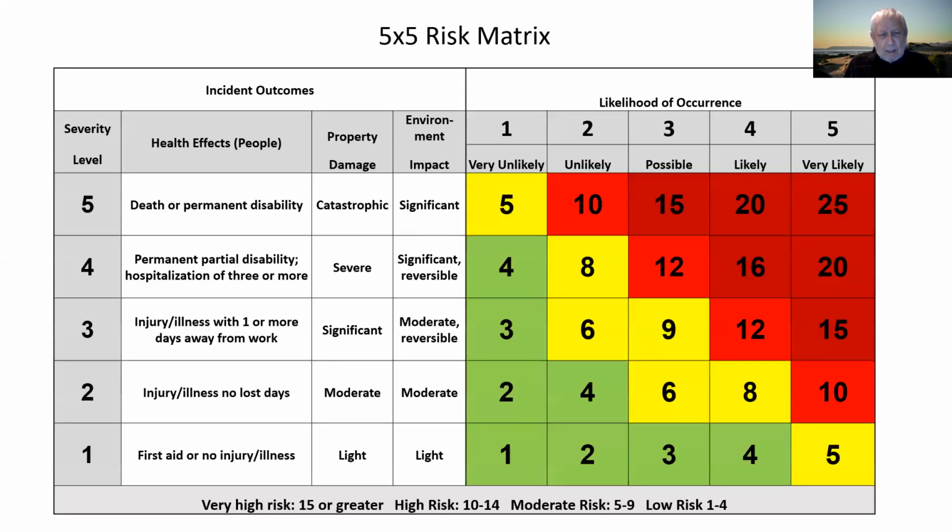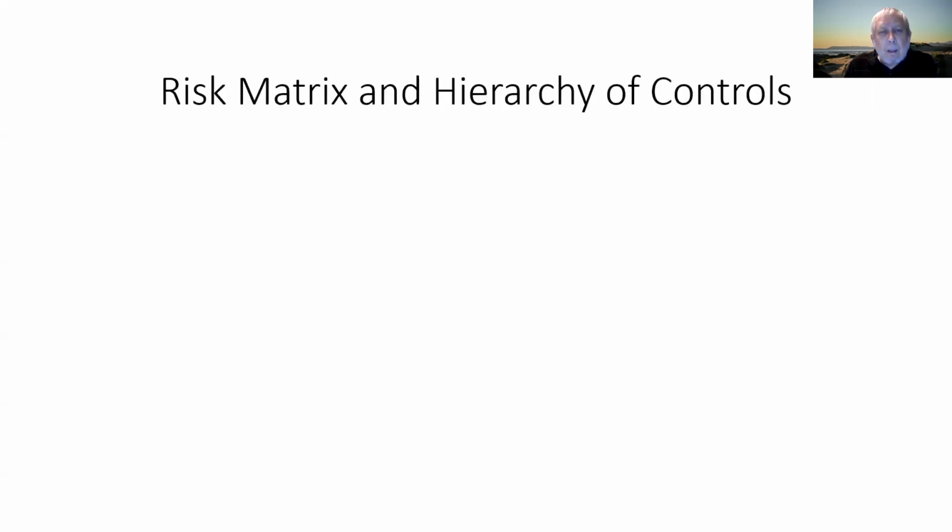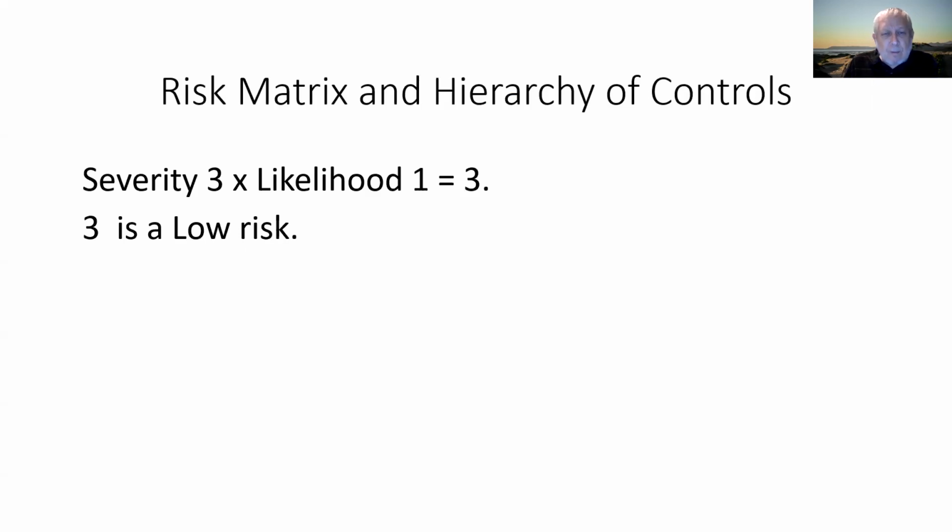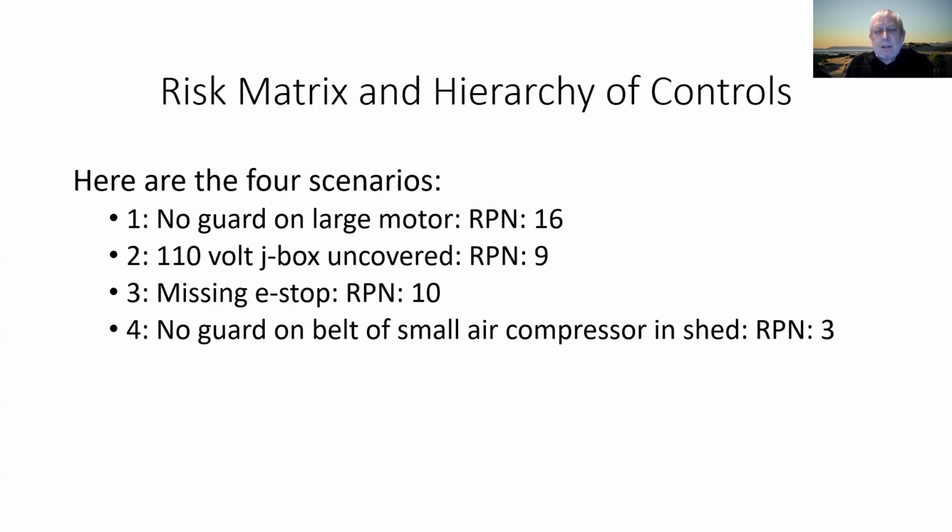So pretty likely. So you have a severity of 3 and a likelihood of 1. So you have a 3 risk number, risk rating, whatever you want to call it. So severity 3 times 1 is 3, a low risk. So here are our 4 scenarios.